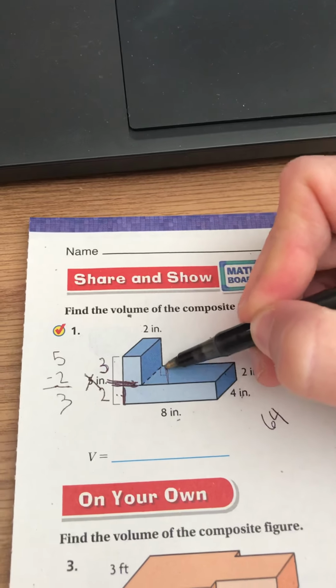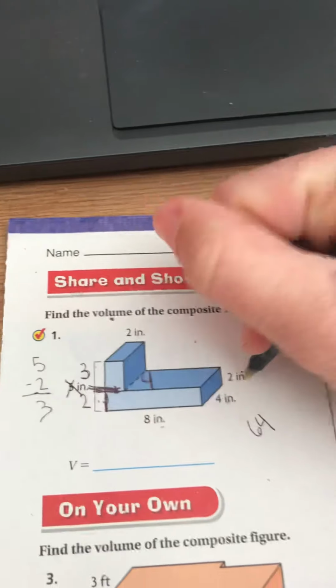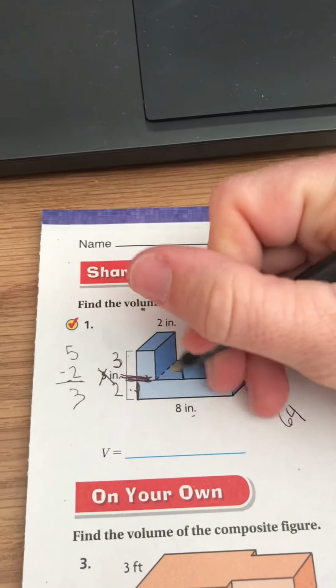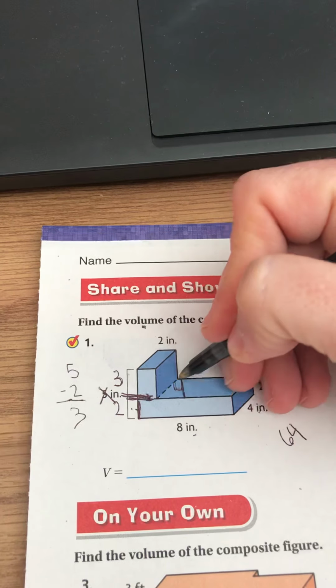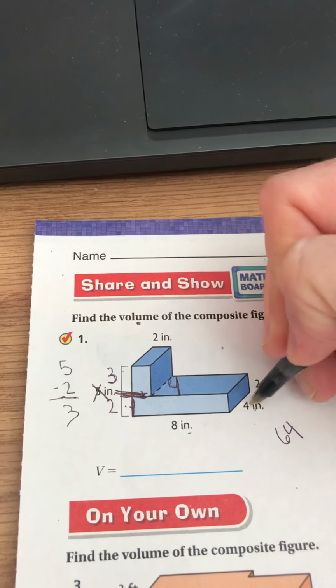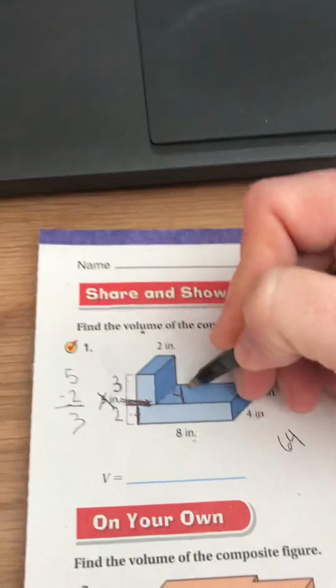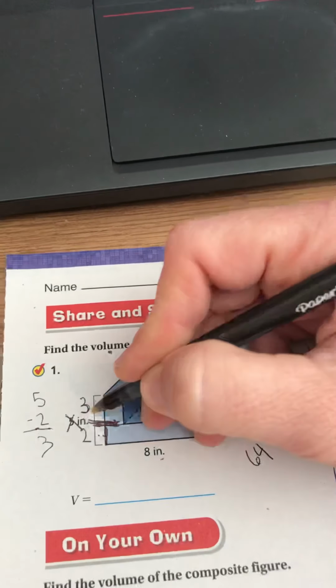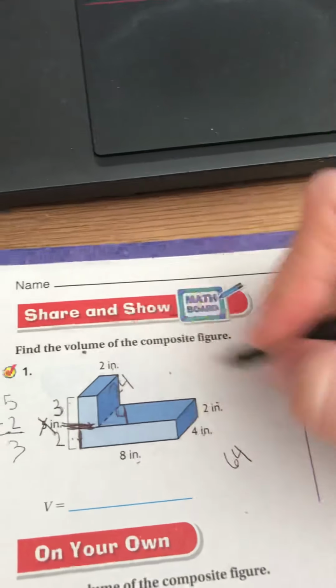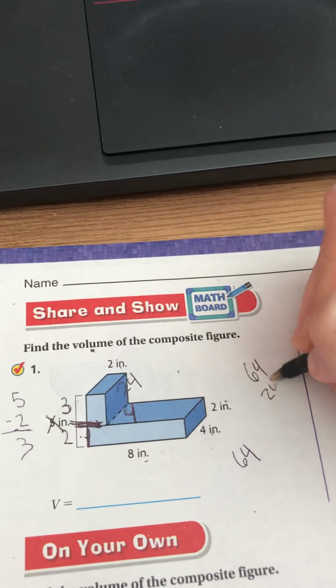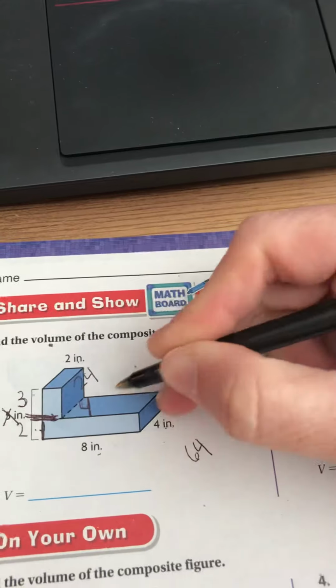But again, I still had students putting 2 here, or I had one put 8 here. So it's just really talking them through, okay, if you're trying to find this length, you need to look at a comparable length to get it. Then they had 4 by 2 by 3, and that's how they got 24. Once they have these separate volumes, they can combine to get their total volume, and that's how they got 88.